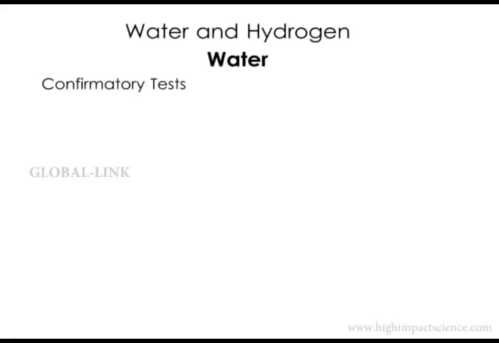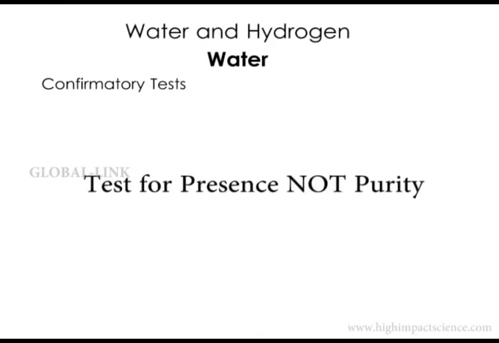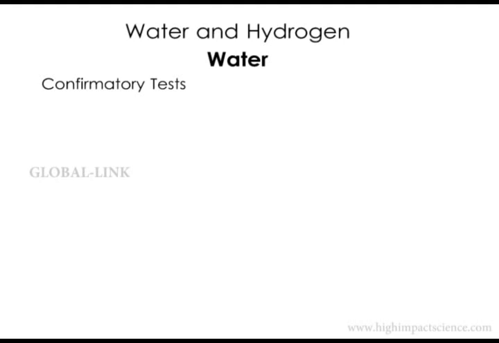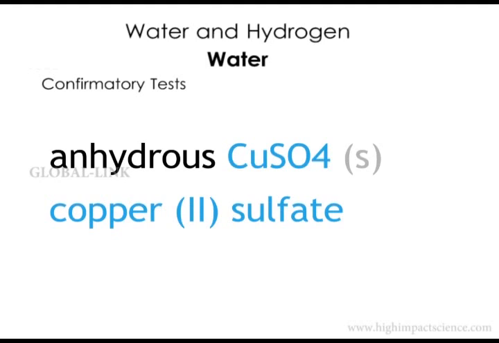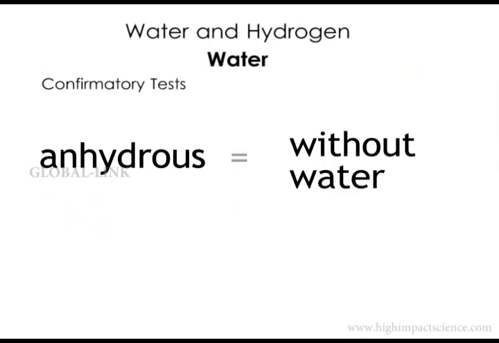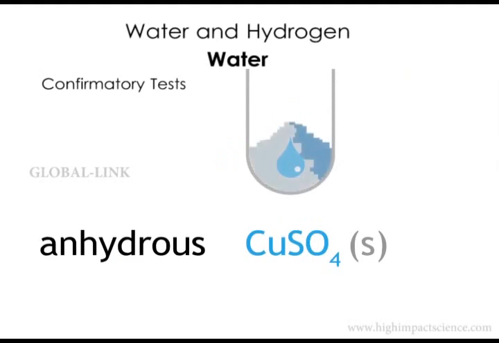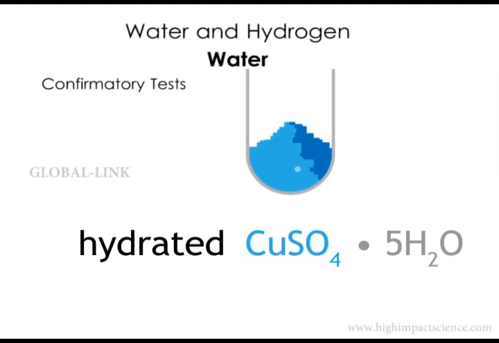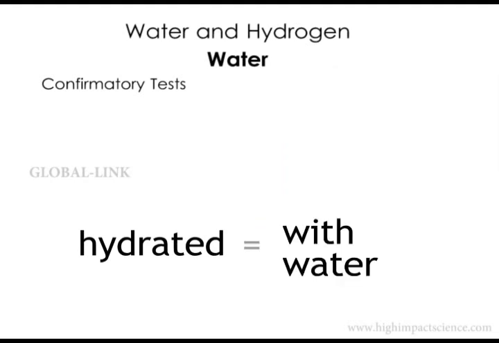There are 2 common methods of testing for water. These methods only test for the presence of water and not its purity. The first method involves the use of anhydrous copper 2 sulfate, which is a white solid. The term anhydrous means without water. In the presence of water, it becomes hydrated copper 2 sulfate, which is blue in color. Hydrated means with water.